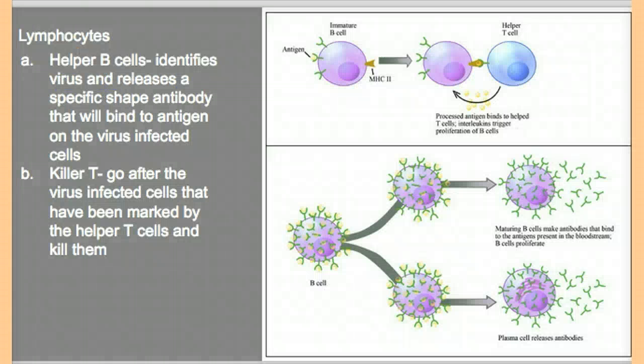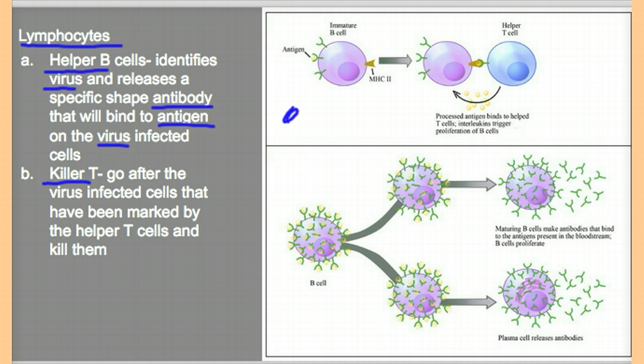And then we have our third type of white blood cell called lymphocytes. Now there are two types of lymphocytes. There is the helper B and there's the killer T. I do not want to go into so much of the other types of B and T cells, but I'm just going to make it very basic: as soon as a virus enters our body, it releases a specific shape antibody. All right? And that antibody will bind to an antigen that is found on the virus. So let me just do a little diagram so you can understand.